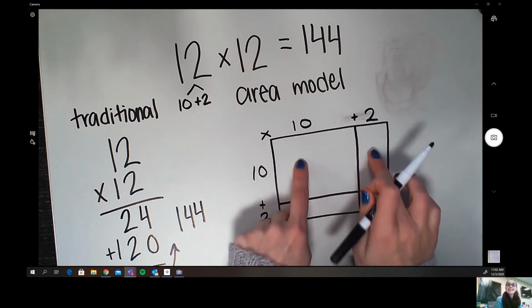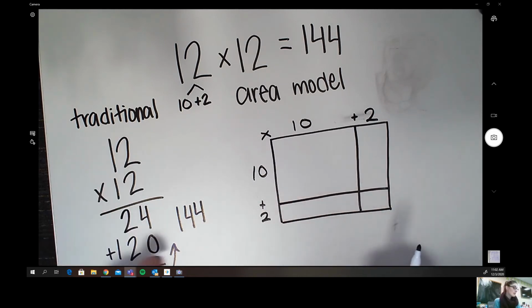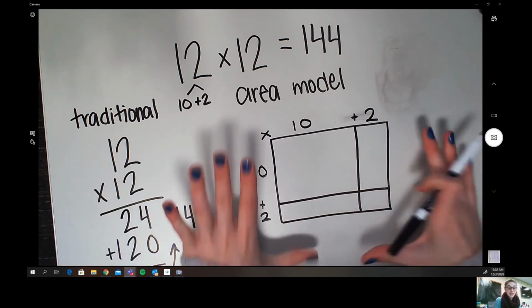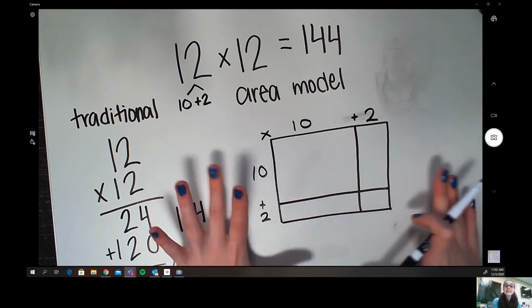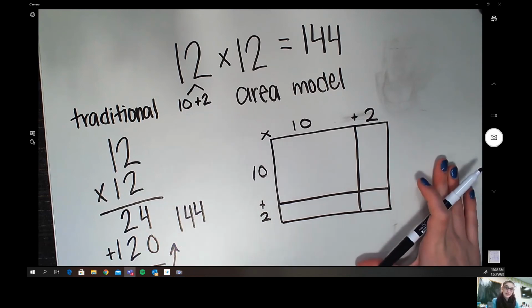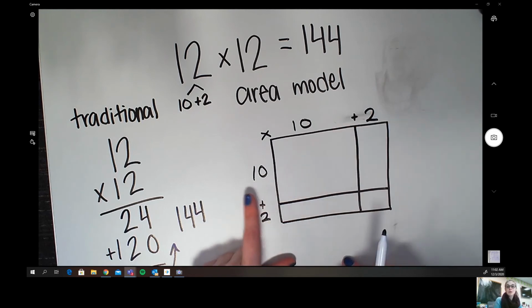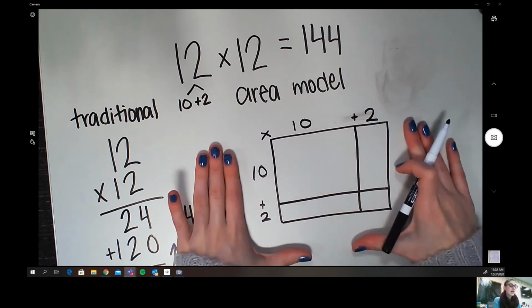Because this is breaking down the steps that we did over here in a more visual way, the idea is this will help our students remember it by being able to visualize it more. Multiply like you normally would, but you're doing it in the box.